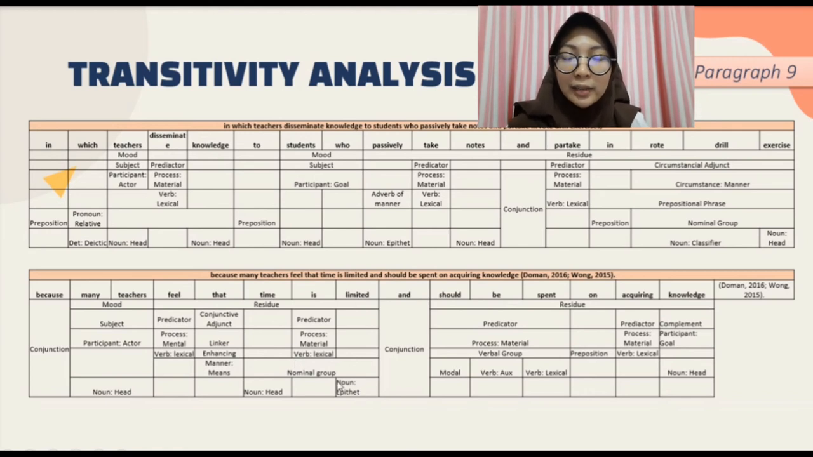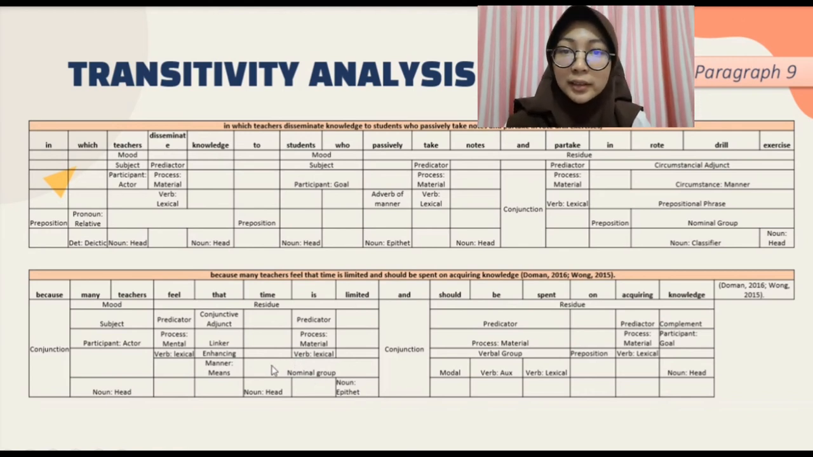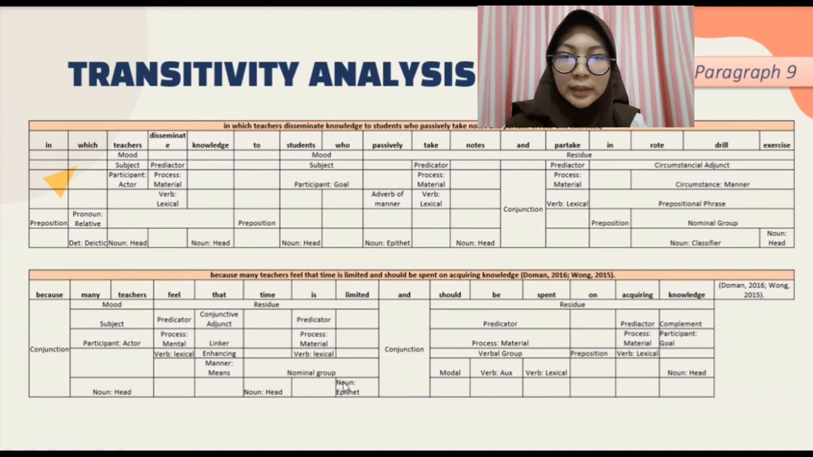Next, and. And here is the conjunction. The last one is should be spent on acquiring knowledge. Here, as the residue, should be spent also the predicator, process material, verbal group, where should as the modal, be as the verb auxiliary, and spend as the verb lexical.